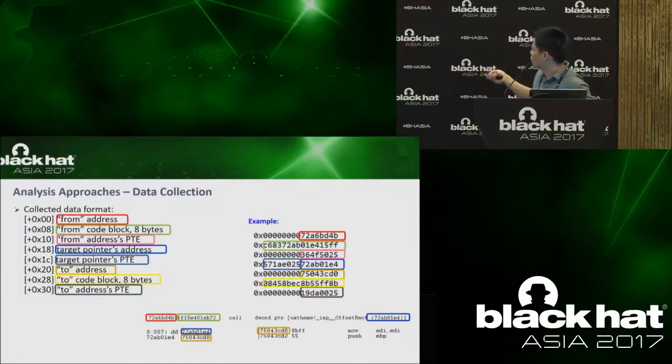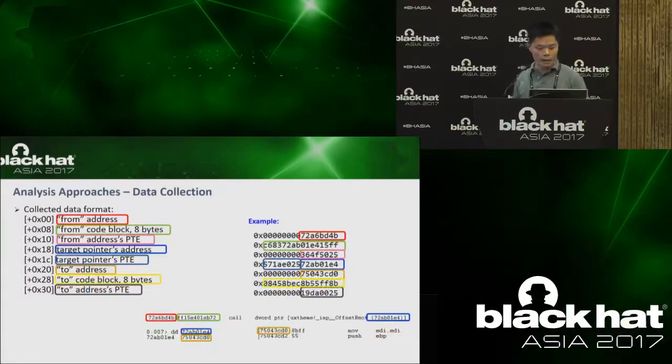As you can see, 8BFF55 and 8BEC. The target address, a code block, almost always starts with 8BFF55: mov edi, edi, push ebp, then mov ebp, esp. And finally, we collect the PTE of the to address, the PTE of this address.